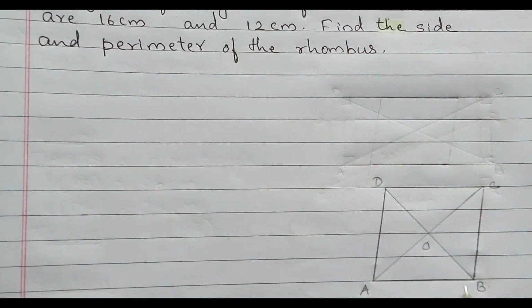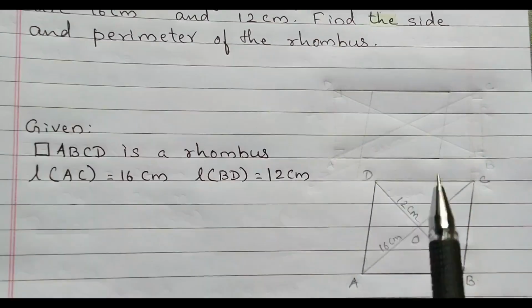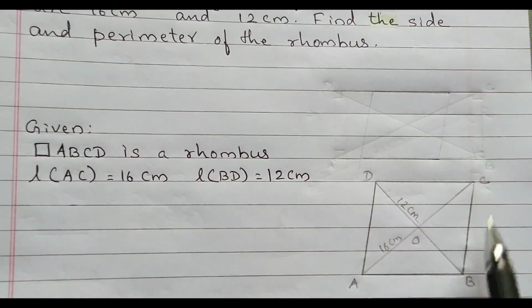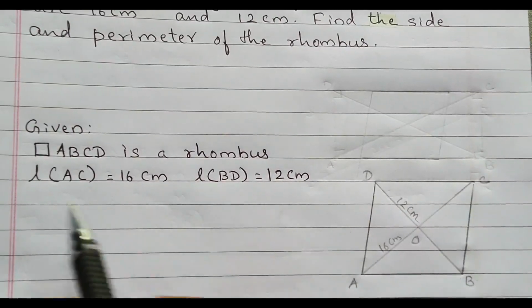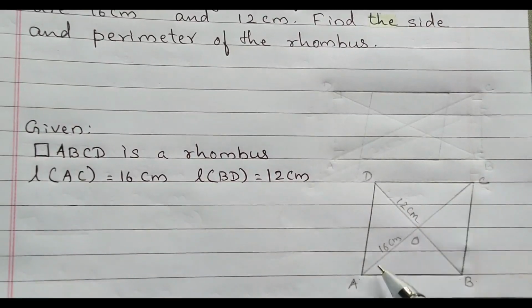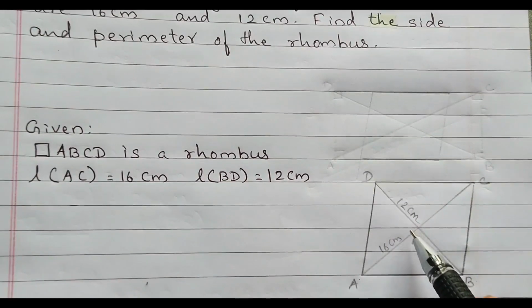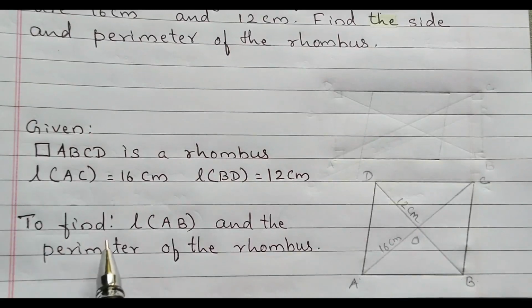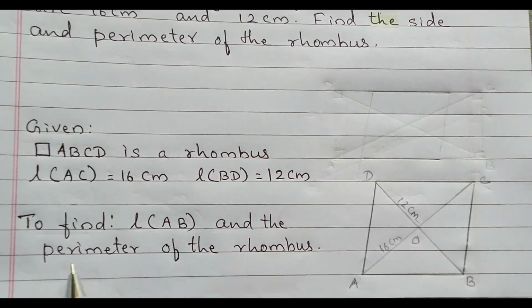Now what is the property of the side of the rhombus? In a rhombus, all the four sides are of the same length. And once you find the length of the side, you can find the perimeter of the rhombus. So it's given quadrilateral ABCD is a rhombus and we have taken the diagonal AC as 16 centimeters and the diagonal BD as 12 centimeters. So you want to find the length of AB and the perimeter of the rhombus.